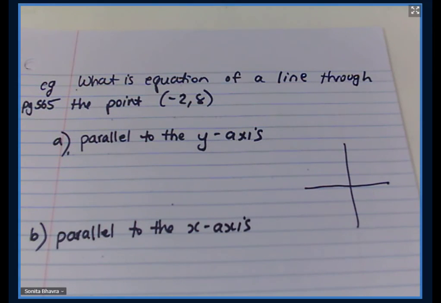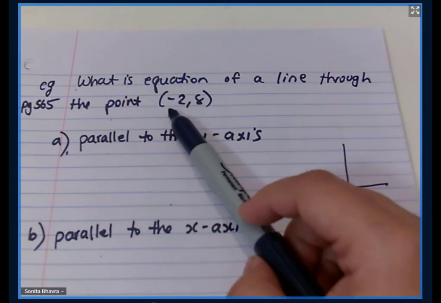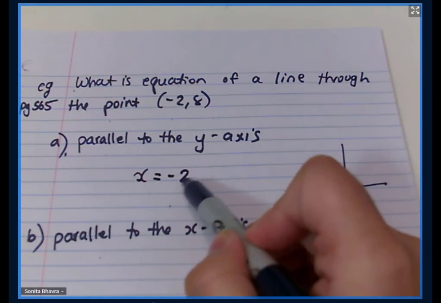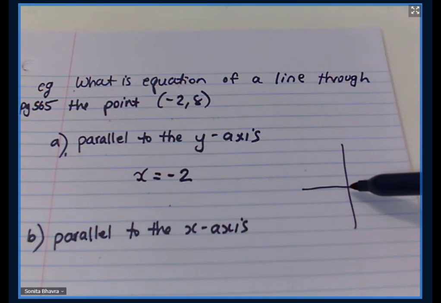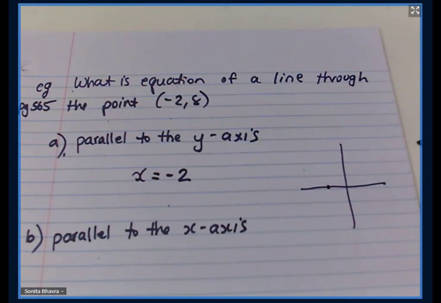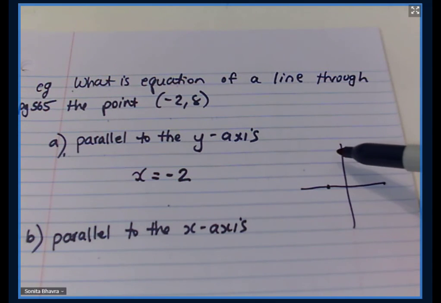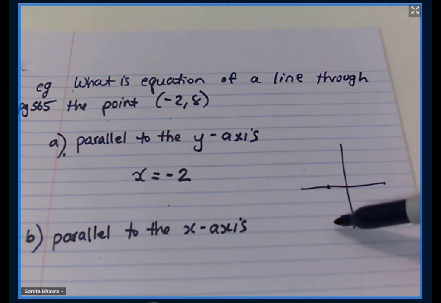All right, so our last example here: what is the equation of a line passing through the point (-2, 8)? It's parallel to the y-axis. So part A, if it's parallel to the y-axis, we know it's going to be a vertical line. Therefore our line will be x equals -2, because it's passing through at -2, so about here, and if it's parallel to the y-axis, it will be a vertical line.